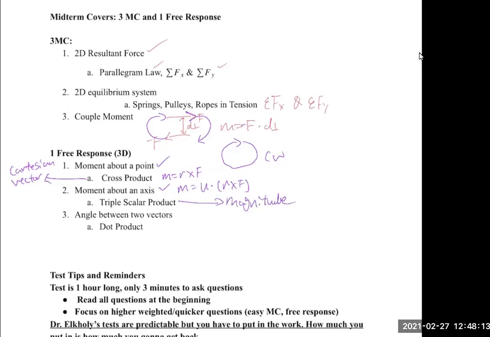Okay. And then the last part, he might ask you to find the angle between two force vectors, like F1 and F2, and then we're going to use the dot product. So we know that the dot product gives cosine, I think cosine inverse, of F1 dot F2 vector over the magnitude of F1 and the magnitude of F2. And then, yeah, okay.